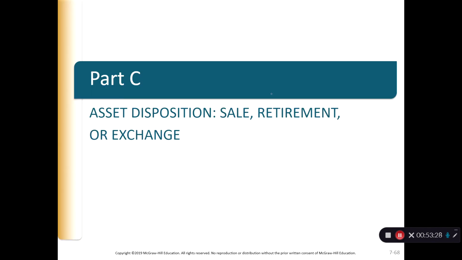Okay, so we finished the second part of this chapter, and I will talk to you guys in the third part. We will mainly talk about what we do at the end of an asset's life. We call it asset disposition. We can sell them, we can retire them, or we can exchange them for something new. Okay, talk to you in the next recording.